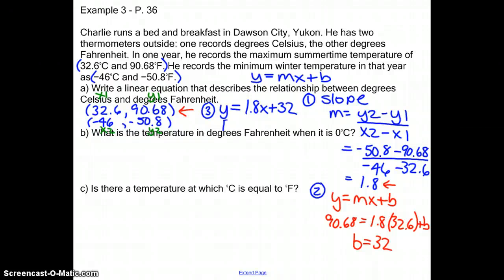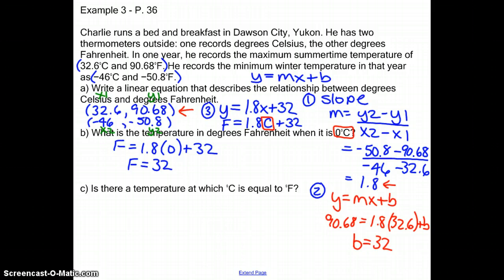Y is Fahrenheit, good, so I could rewrite this as F equals 1.8 times C plus 32, because C is my X variable and Fahrenheit is my Y variable. So next, let's look at what is the temperature in degrees Fahrenheit when it is 0 degrees Celsius. So now we want to plug in 0 degrees Celsius for C in our equation. So we'll go F equals 1.8 times 0 plus 32. 1.8 times 0 is just 0, so F will be 32, or your Fahrenheit is 32 degrees.